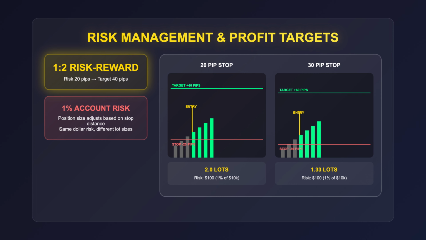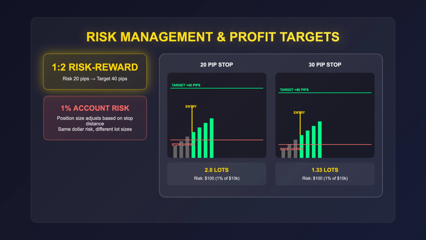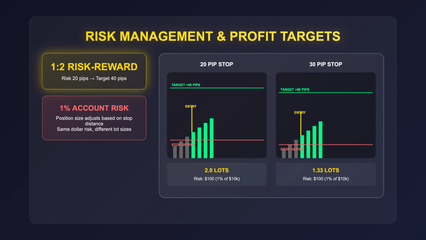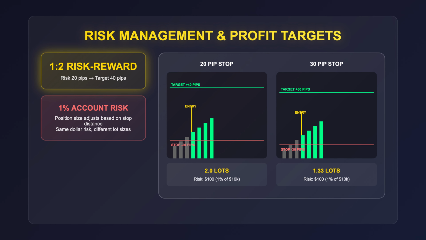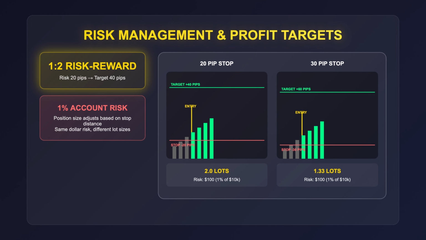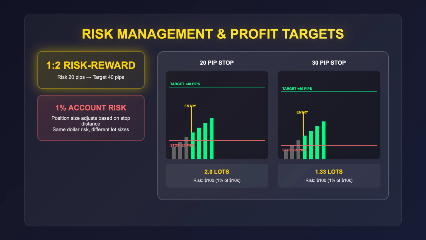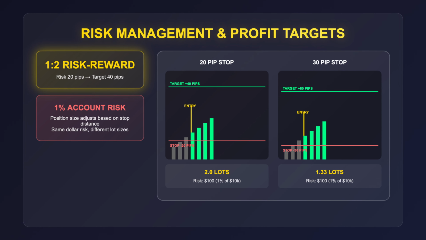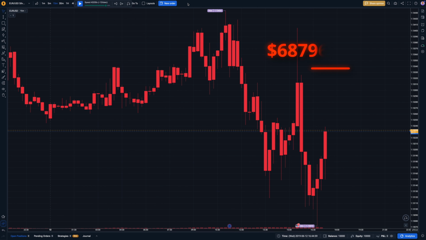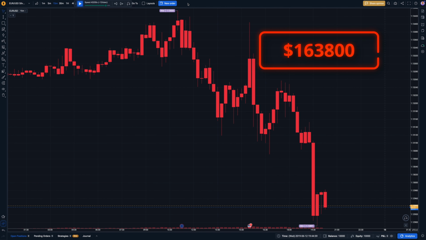regardless of pip distance. For example, if your stop is 20 pips away, you calculate position size to risk exactly 1% of your account on those 20 pips. If the next trade has a 30 pip stop, you reduce position size proportionally to still risk only 1% of your account. Because blowing up your account slowly is still better than blowing up fast.